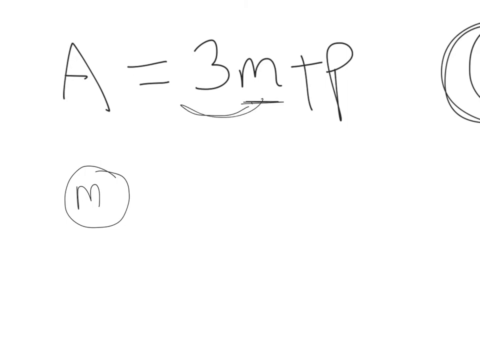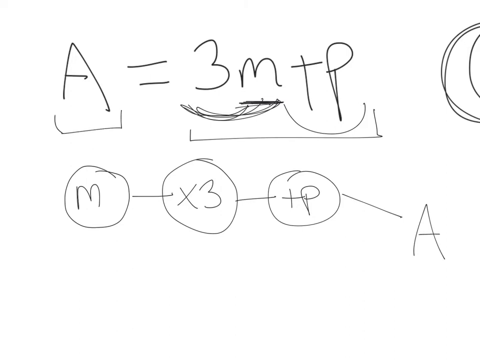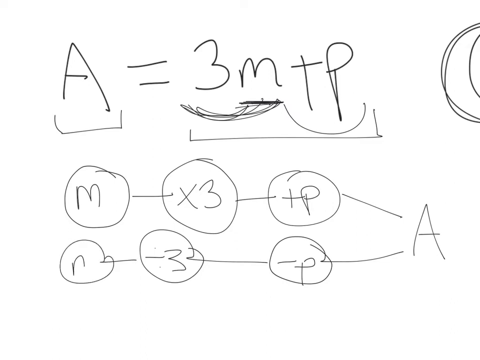Well, joined to M is 3, and we know that 3M means 3 times M, which means I am multiplying M by 3. Well, when I've multiplied it by 3, I'm then adding P. When I've done that, that's it, and that gives me A, so it's on my other side. But I want to get back to M, so I'm going to have to do the inverse. Inverse of plus P, subtract P, inverse of multiply by 3, divide by 3. And that will give me my M.